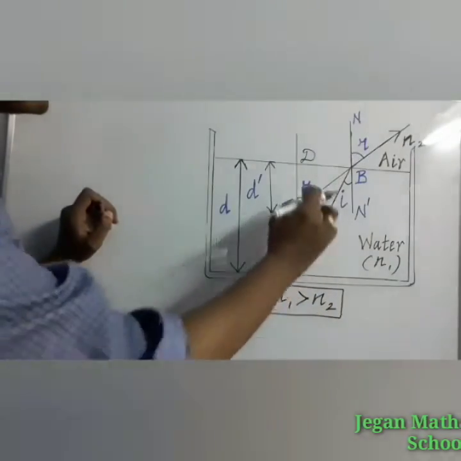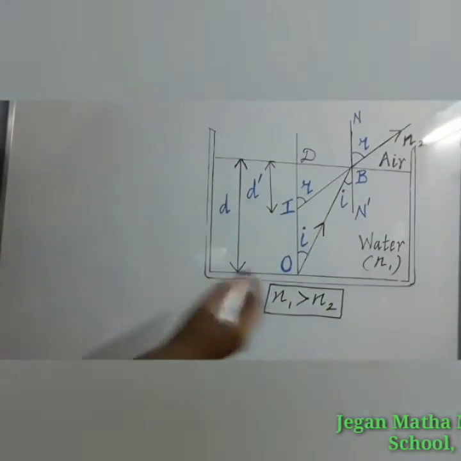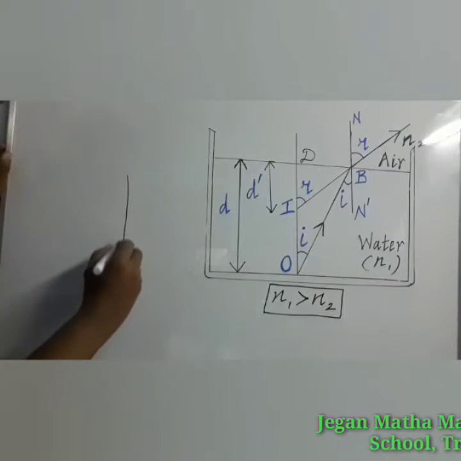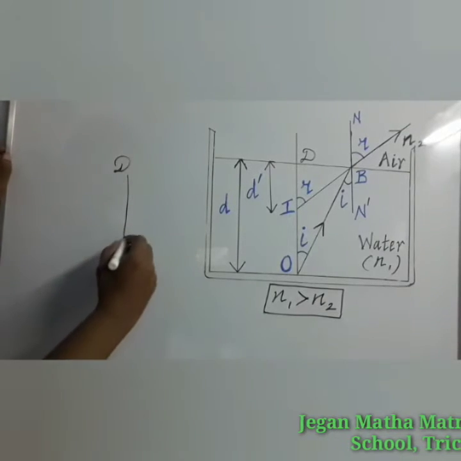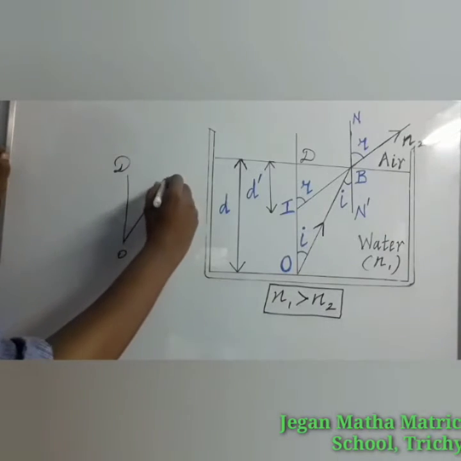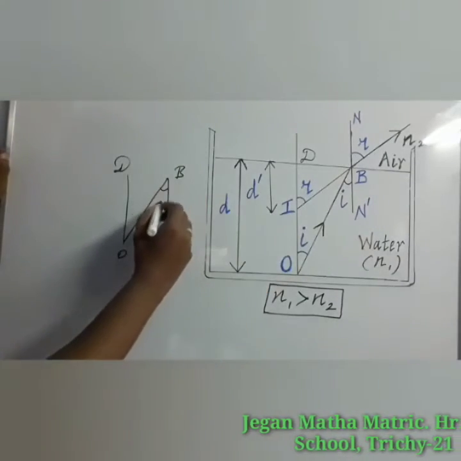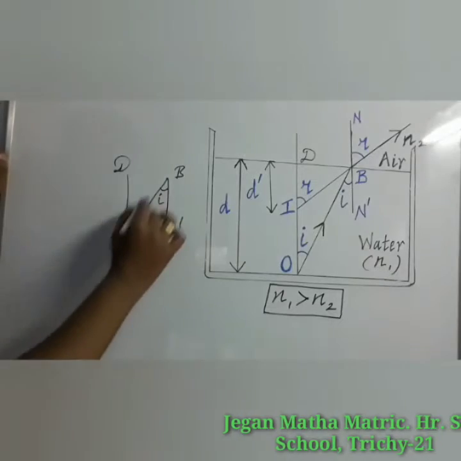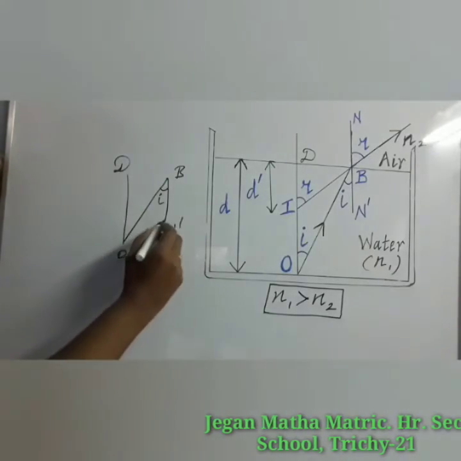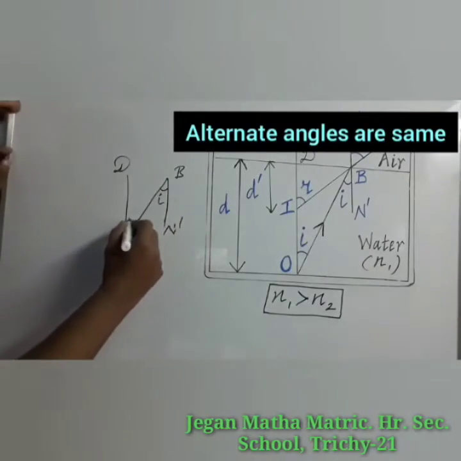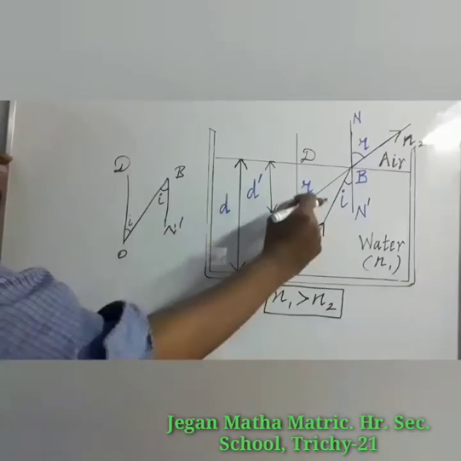How can we write i and r here? Let us take the line DO, BN dash. Here only angle i is formed. Here you can see a Z shape is formed, so i here means i here also. That's why I have written i here. Here I have written r, you know.